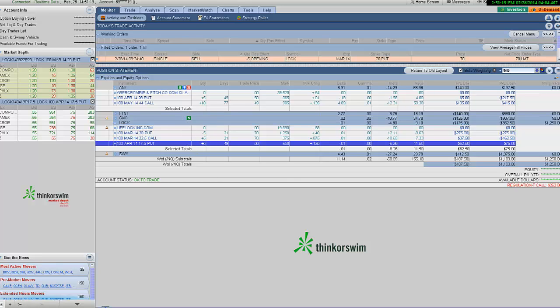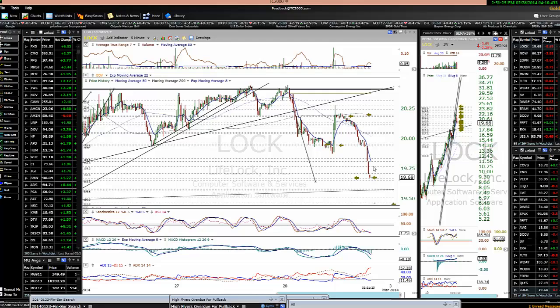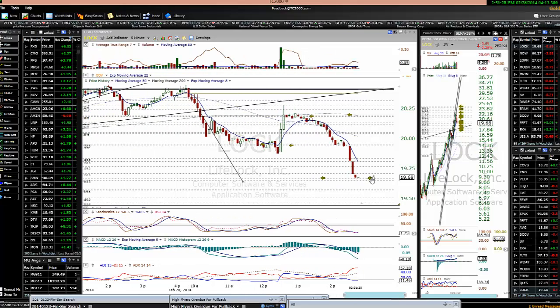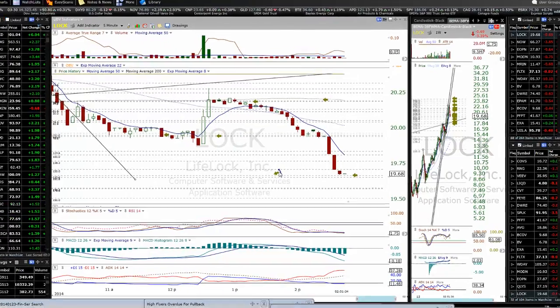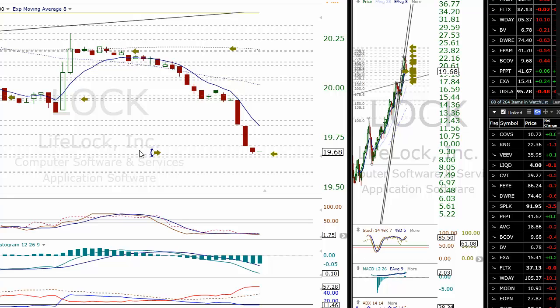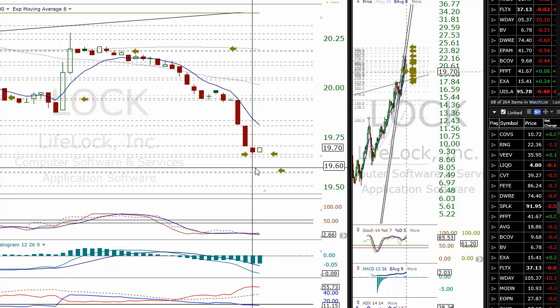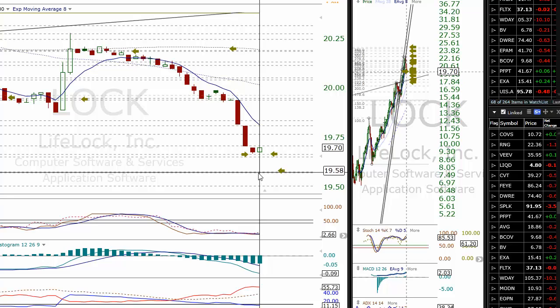And let's take a look at the chart again. You can see LifeLock just hit this Fibonacci level right here, which is where I was expecting. Will it bounce back up from here? And it could bounce very quickly. If not, look, we have another Fibonacci cluster right down here at 1958. So here we're starting to go back up a little bit. And let's put this on pause and watch what happens.